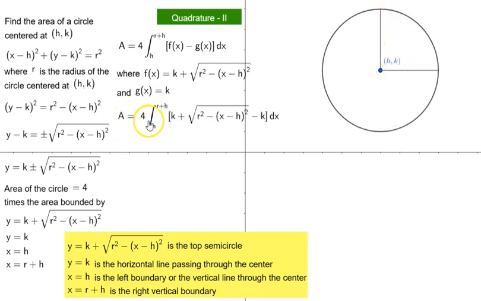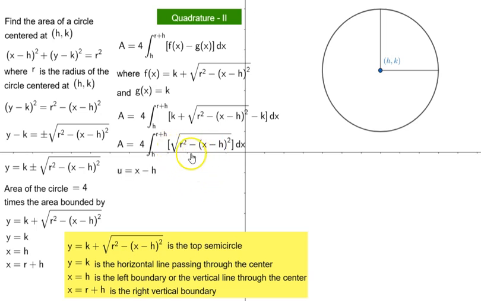So A is equal to 4 times the integral from h to r plus h of k plus square root of r square minus x minus h square minus k dx. Now here k and k cancel out, and we have 4 times the integral of square root of r square minus x minus h square dx from h to r plus h. k and k have disappeared.